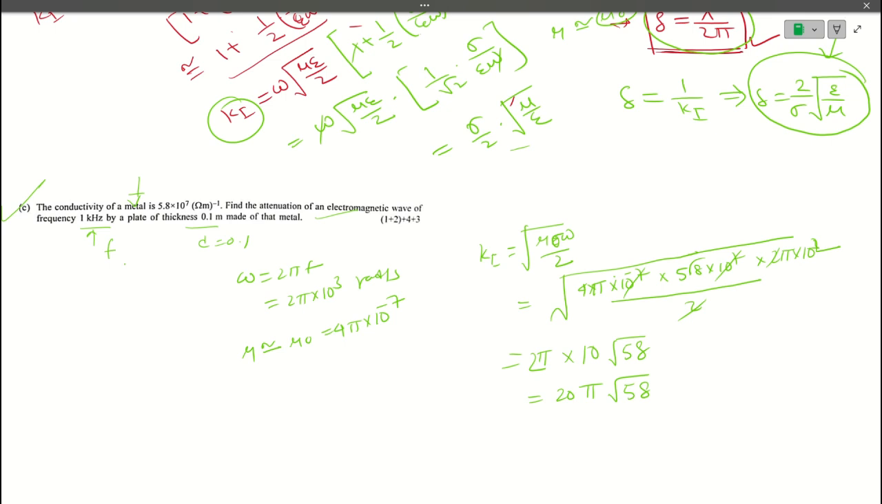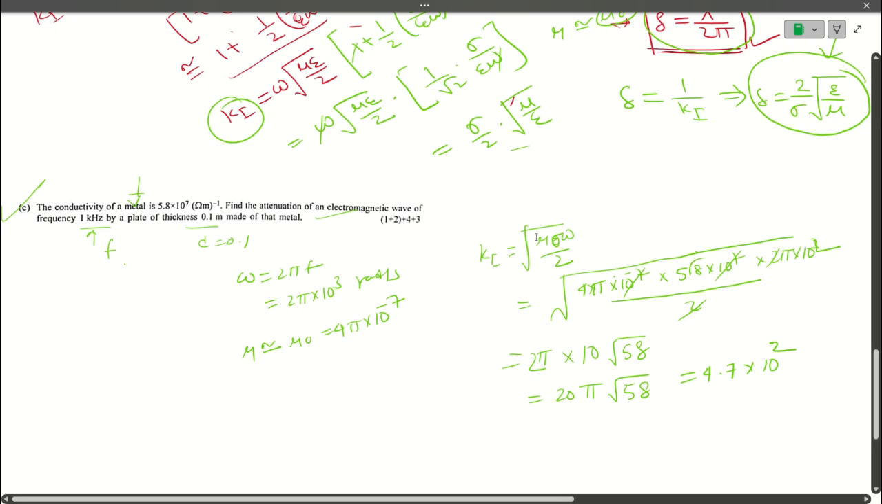So what will be the value of this? 20 pi into root under 58. So this is almost 4.7 into 10 to the power 2. Okay, so this is the ki.